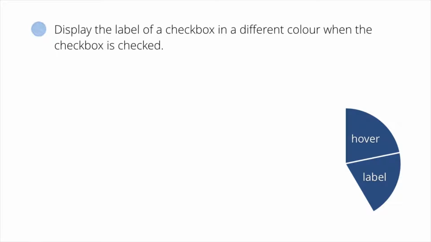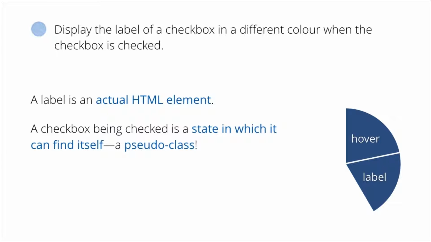That's a pseudo class. Display the label of a checkbox in a different color when the checkbox is checked. This one's a bit tricky. 20% of people thought this was correct. But a label is an actual HTML element, so is a checkbox for that matter. The checkbox being checked is a state in which it can find itself. So once again, we're talking about a pseudo class. The tricky bit here is the element that we are styling and the element that has the pseudo class on it are actually 2 different elements. But you can do this with an adjacent selector: the checkbox being checked, when it has a label next to it, style that label. That's a pseudo class as well.